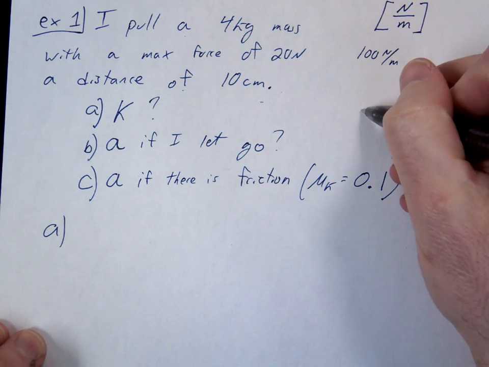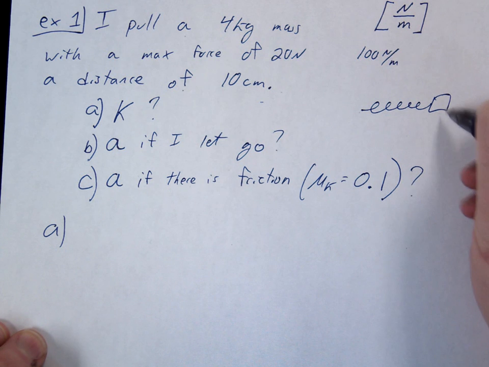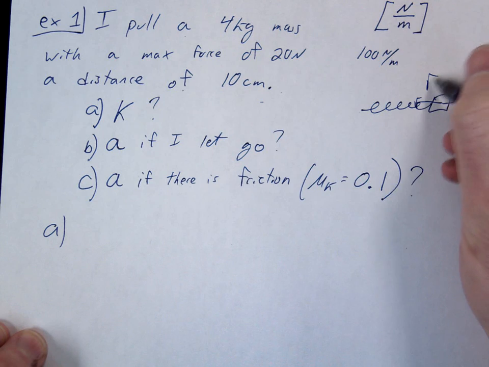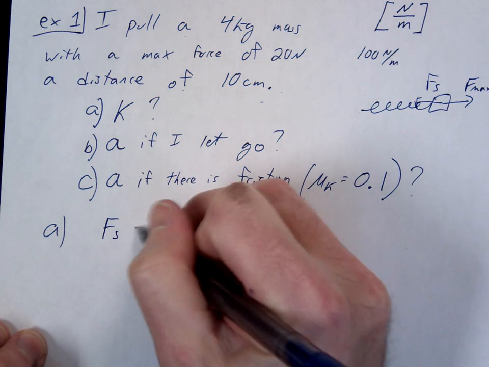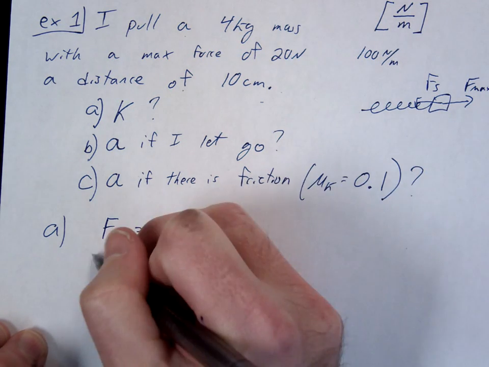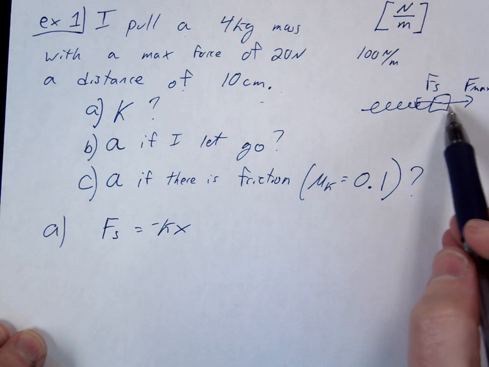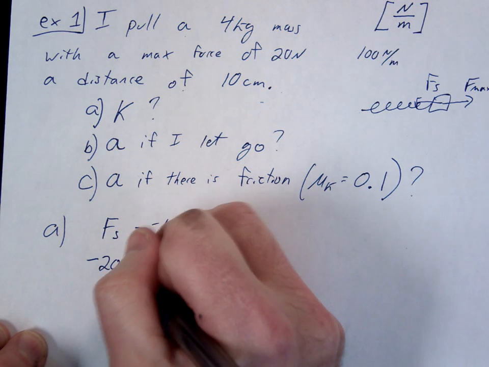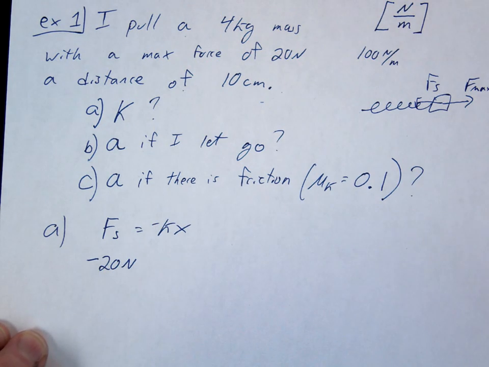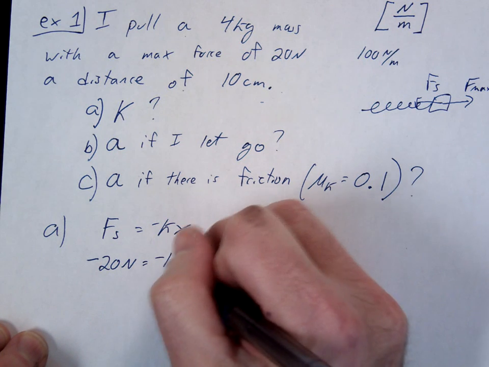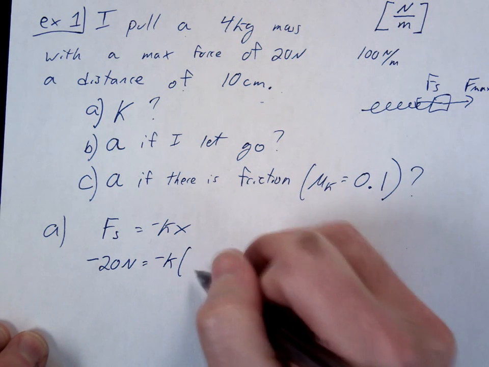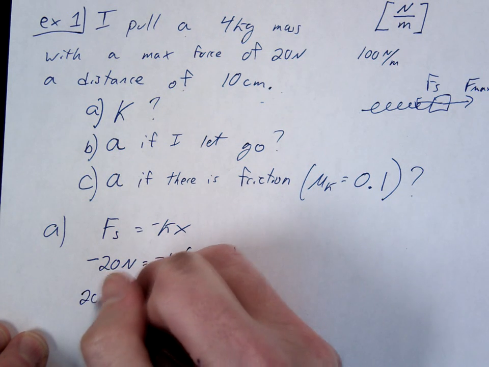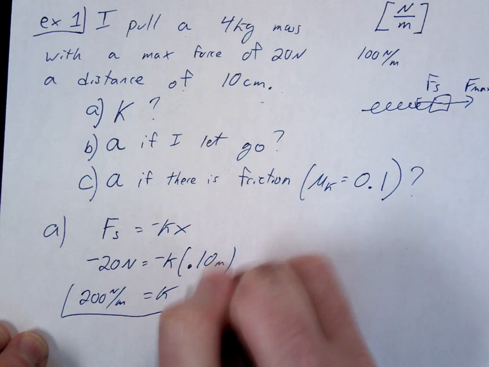So notice if I pull this back this way, what should be true about max force and spring force? They're equal, right? So the spring force should equal the max force. So this should be 20 newtons. Now, it's not exactly equal because your max force is to the right, the spring force is to the left. So if we want to keep this consistent, we'd say my spring force is negative 20 in the opposite direction. That will equal negative K, and then my distance was 10 centimeters, 0.1 meters. Gives me a 200 Newton per meter K value.